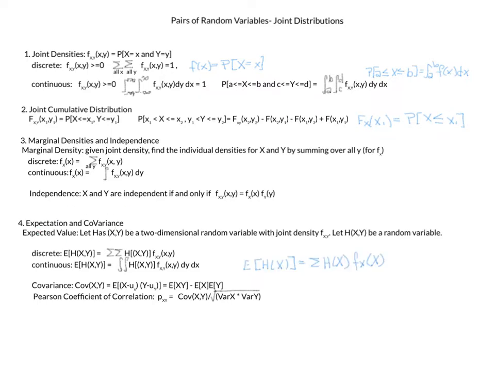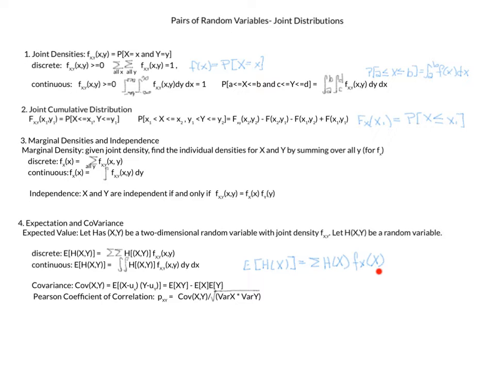Last, we have expectation and covariance. If you recall, expectation is simply a weighted value. So if we have a function h of x, so h of our random variable x, we would sum up all the possible values of our function h of random variable x, and then multiply by the probability of that value of x.